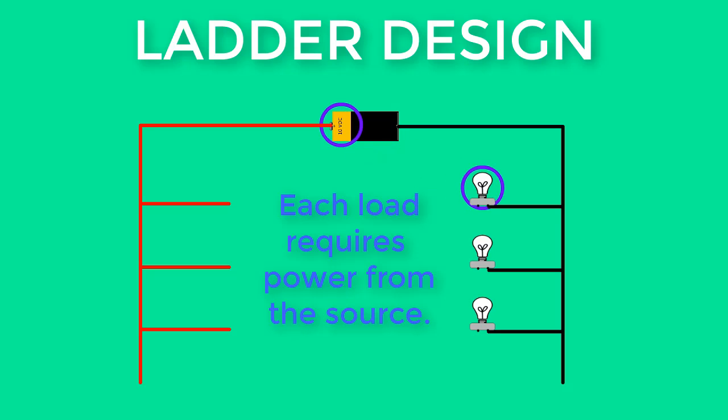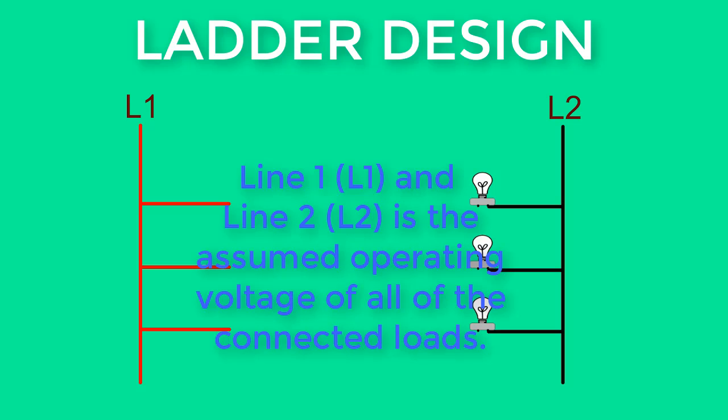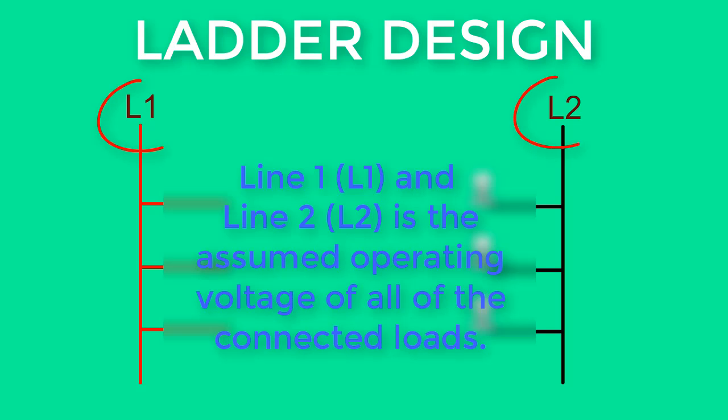The load in each branch circuit requires power from the source. The operating voltage of the load is typically assumed to be the same as the voltage source. Therefore, many ladder diagrams do not show the operating voltage, but only the main power connection points. These power connection points are typically labeled L1 and L2.